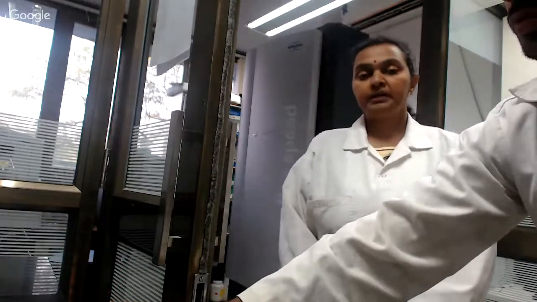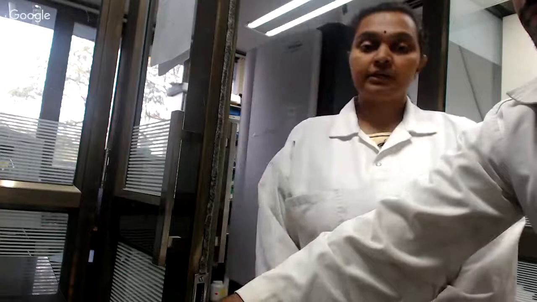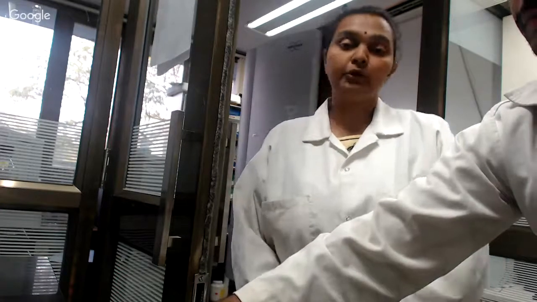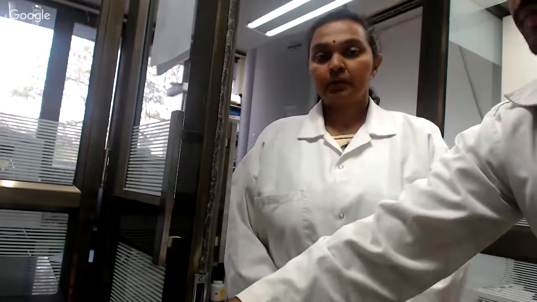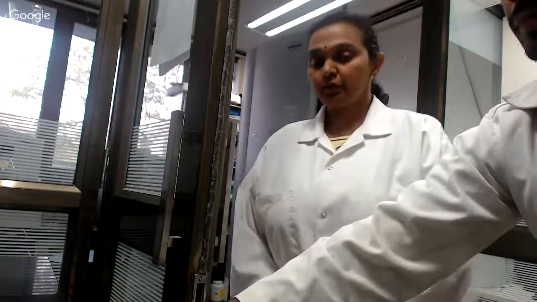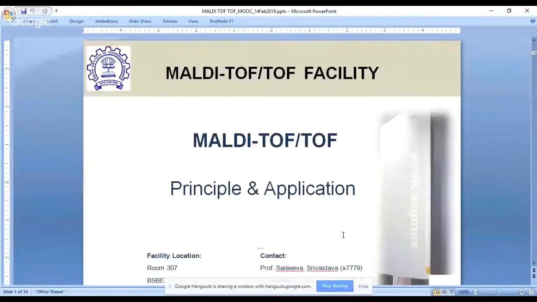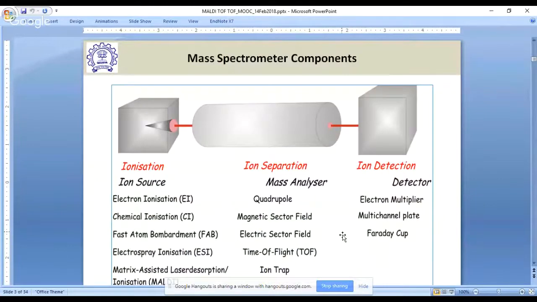So MALDI-TOF is a type of mass spectrometer that is, like I said, for the analysis of various molecules, to find the molecular weight of various compounds. Before we move on to the MALDI-TOF, we would first like to talk about the mass spectrometer. Any mass spectrometer for that matter generally has three basic parts. One is an ionization source. The second part is a mass analyzer, and the third part is the detector.